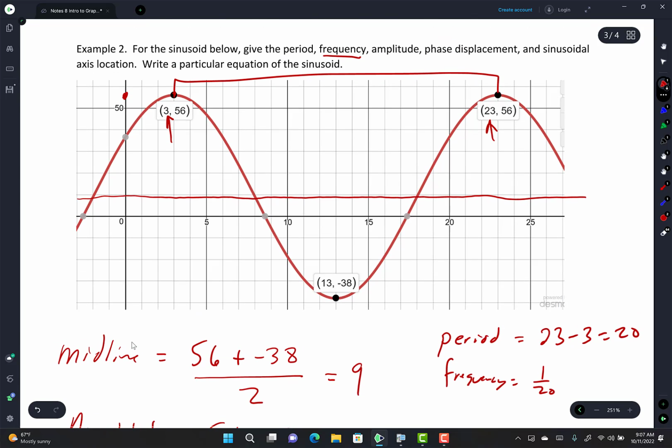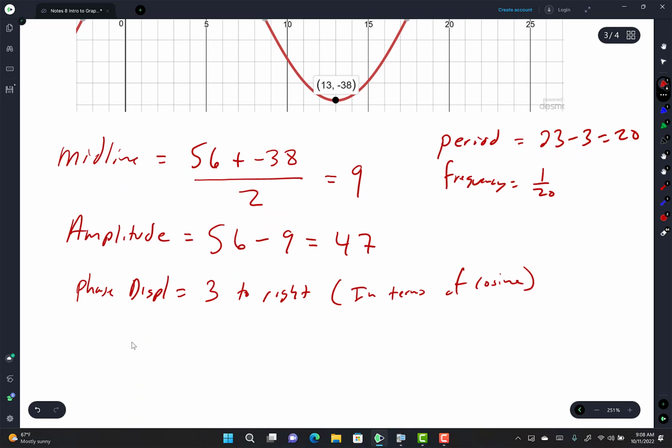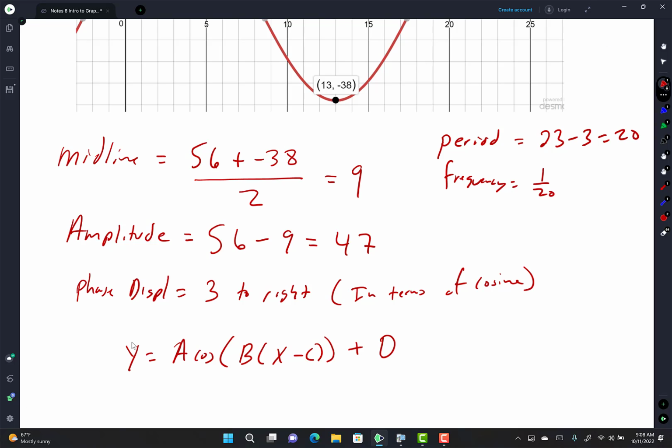All right, I got everything, guys. I got the period, I got the frequency, I got the amplitude, I got the phase displacement. I got everything I need. So here we go. Go down the alphabet. Y equals A cosine, open parenthesis, B, open parenthesis, X minus C, close, close, plus D. I just went down the alphabet. A, B, C, D.